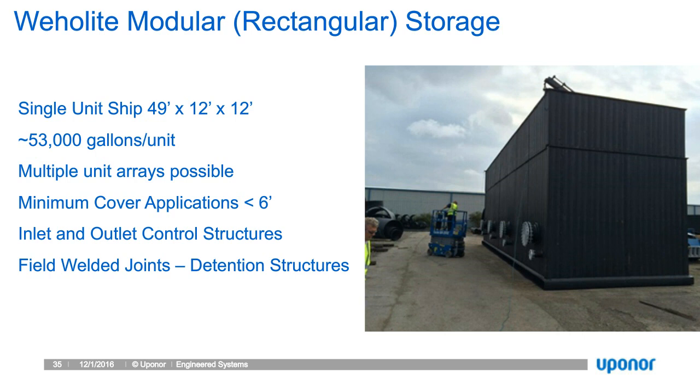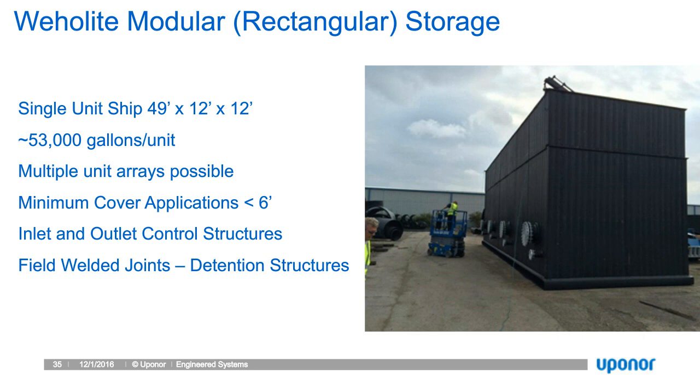If we need more storage, just like the round, we can connect those units hydraulically with pipes and extrusion weld them in the field to ensure we have a complete watertight system. This is unique and previously unavailable. Prior to the development of Weholite Modular, the industry was left with structures like this having to be concrete because of the volume of storage and size. However, those concrete structures would be cast in place in the field due to the weight and difficulty handling and shipping structures of that magnitude.